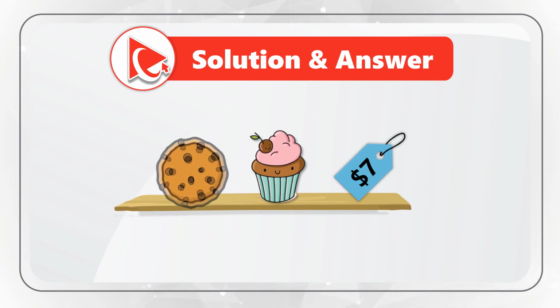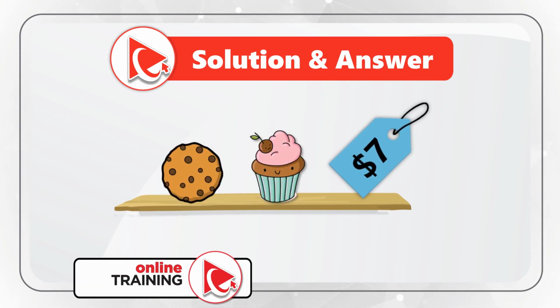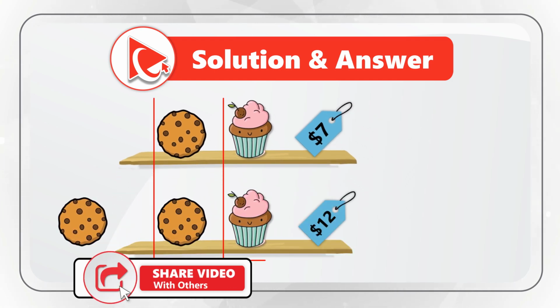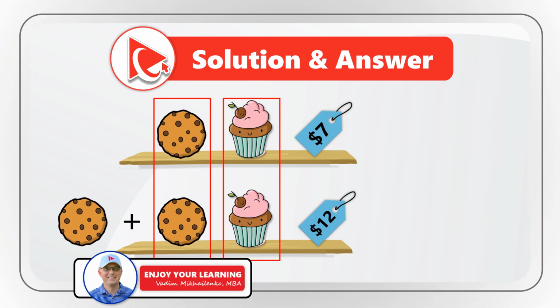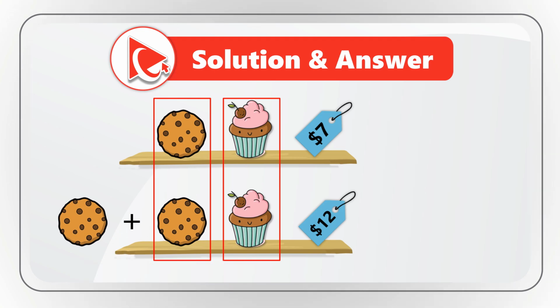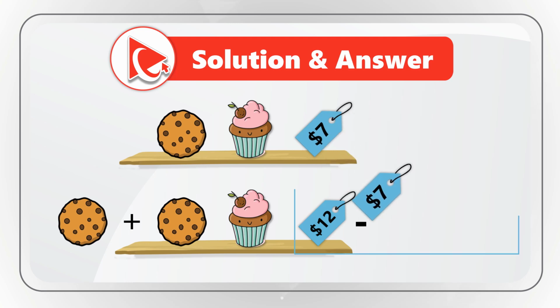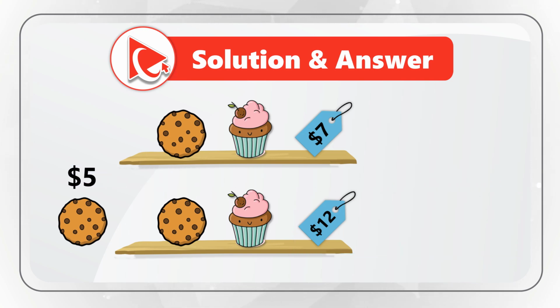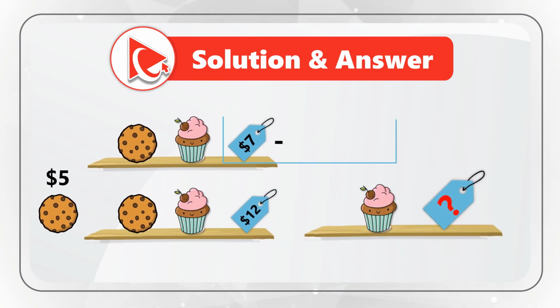Take a close look at the first set. The first set consists of a cookie and a cupcake, and it costs $7. What's interesting is that the second set already includes the first set plus a cookie, which allows us to calculate the price of this extra cookie. We can do it by subtracting 7 from 12, and the end result is $5, which means that the price of a cookie is $5. Now we can easily calculate the price of a cupcake by subtracting 5 from 7, which means that the price of a cupcake is $2. So the correct answer here is choice C, $2.